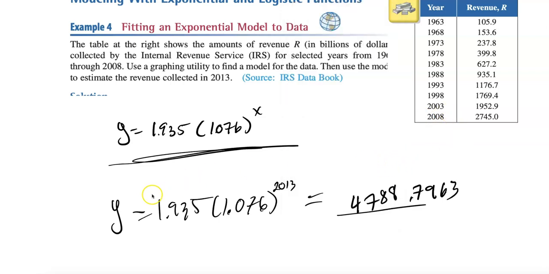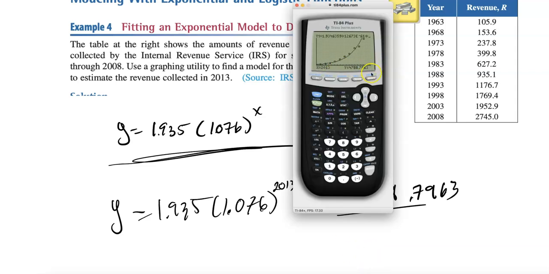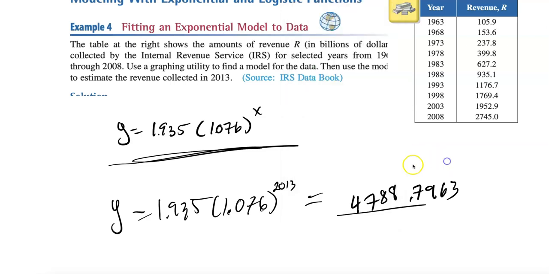So that's the other way to do it. So one way you do it is in your calculator. The other way is use the graph itself. Just make sure it has enough X values. Like if it wants to go 2013, you gotta make sure your graph goes 2013. But that's the estimated amount of revenue collected in billions of dollars in 2013.